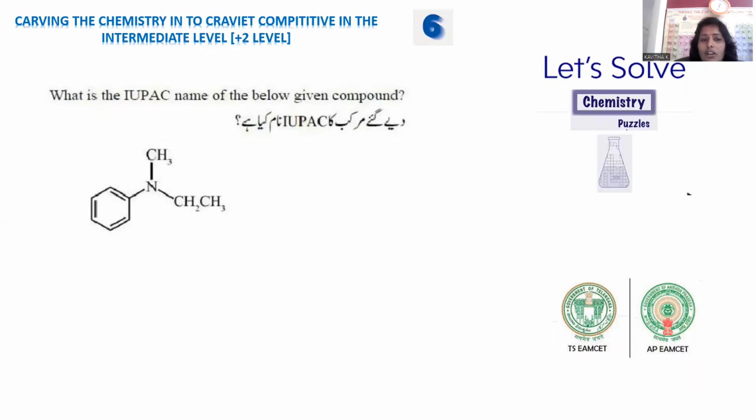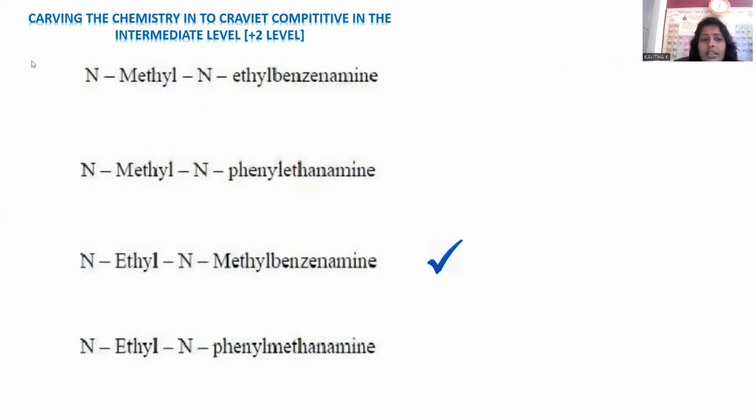Again, it is part of organic chemistry and the question is based on IUPAC nomenclature. In accordance with the International Union of Pure and Applied Chemistry, what is the IUPAC name of the below given compound? This is a compound where we have a benzene ring, nitrogen having one methyl, one ethyl. This is an amine, and moreover we can say a tertiary amine. An amine's general IUPAC name is given as alkanamine. Right? Here so many names are provided. Among them, we have to depict the right answer. Among all, the correct answer will be N-ethyl N-methyl benzanamine.